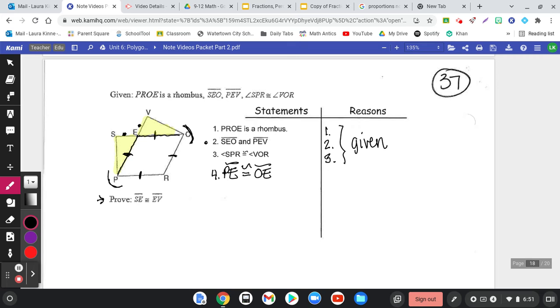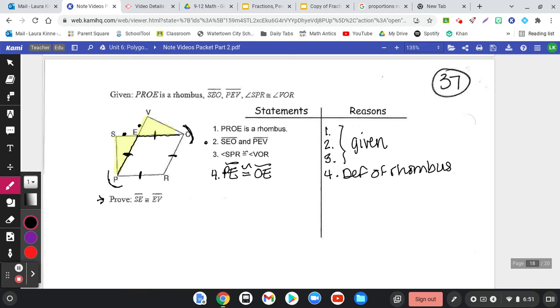And you can say definition of a rhombus. Just remember, a rhombus is like just kind of a smush square. You could say all sides are congruent in a rhombus. Just mention the rhombus, okay, and the sides. So now we got to deal with the angles.